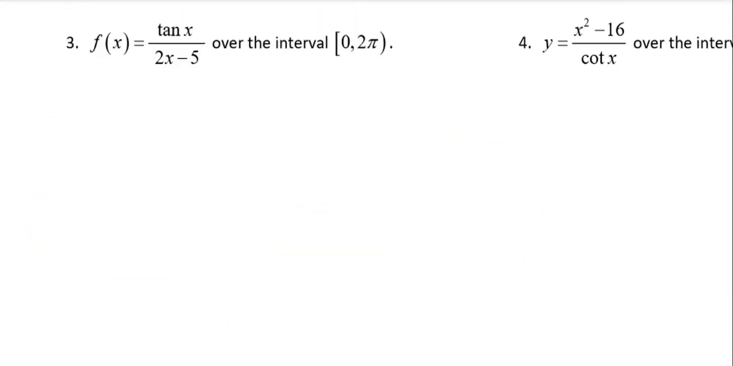All right, so let's look at number 3 here. This one is trig, and this also has another closed interval, so that's what I will start with. I'm only going to be concerned from 0 to 2 pi. Okay, so let's look at our numerator first.